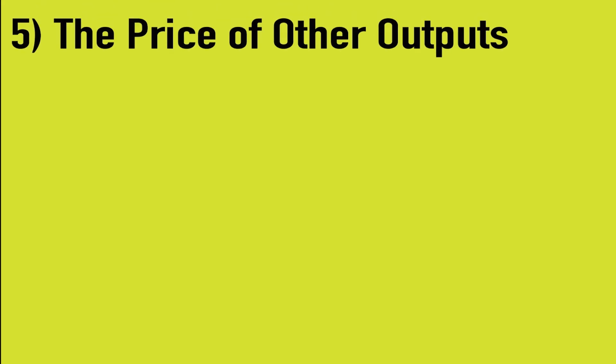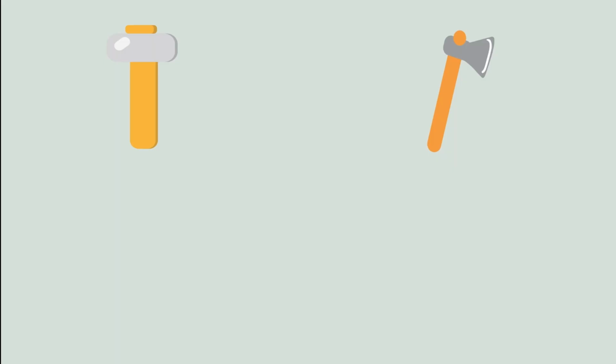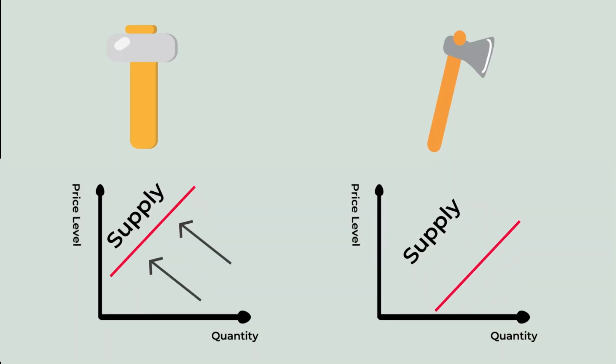Number 5, price of other outputs. If two products exist in a certain market that a company produces and one becomes more popular than the other, then the firm will supply more of that product and decrease the supply of the other unpopular product, affecting the supply curve of each product in different ways.